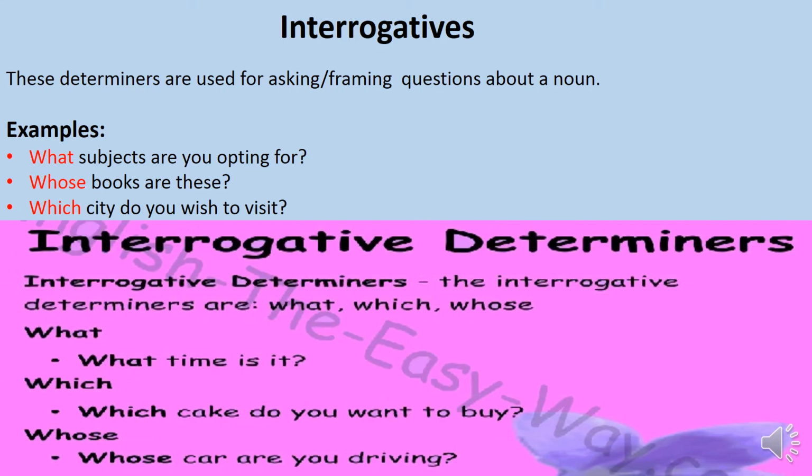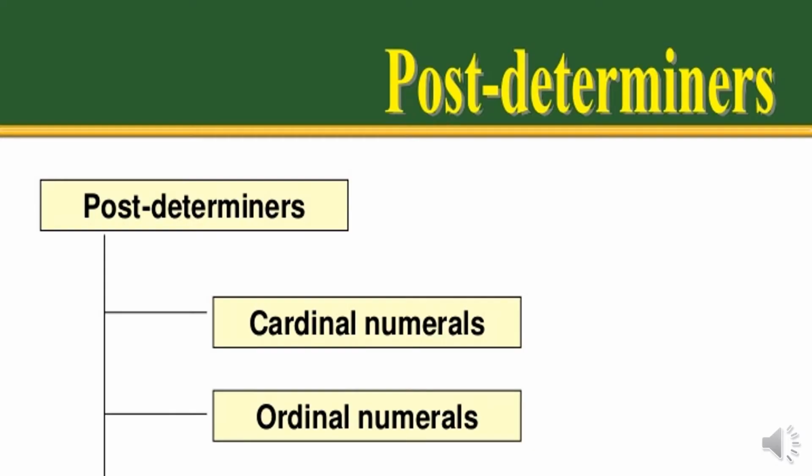So interrogative determiners are the determiners which help us frame questions. There are some other examples here. What time is it? Which cake do you want to buy? Whose car are you driving?